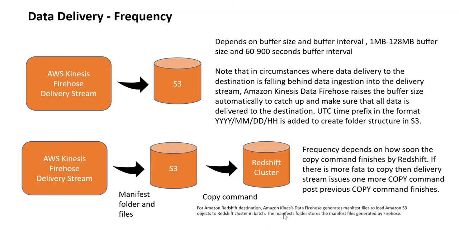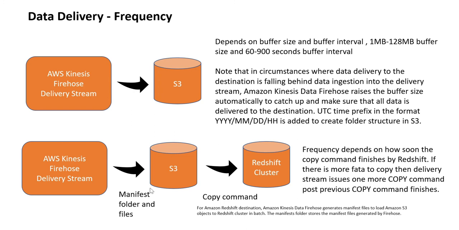Now what if you are writing to Redshift with the copy command? So it's a two-step process. You first write to S3 and then from S3 you write to the Redshift cluster. So the frequency depends upon how soon this copy command ends. The movement from S3 to Redshift cluster is done through a copy command. If the copy command ends, then the next batch of copy command is fired.